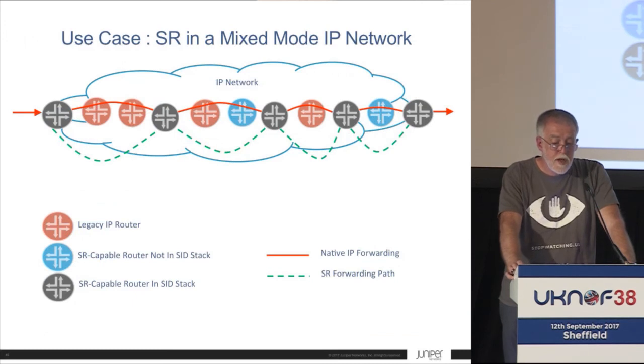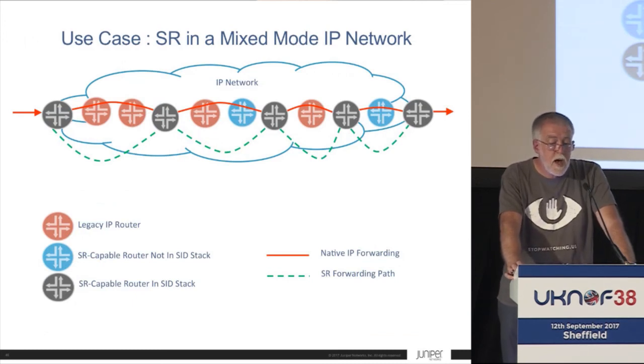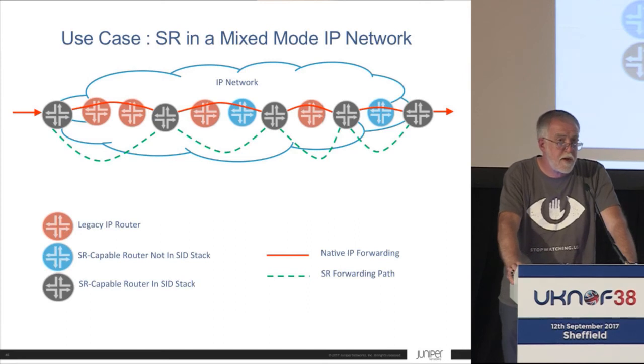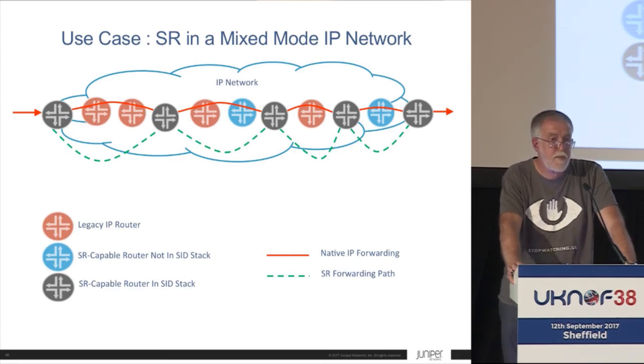The other approach is slightly more complicated, and this is the mixed mode. So you can have nodes that are legacy nodes and simply don't understand segment routing. And you can have nodes that do understand segment routing and they're on the path, but they don't actually have to do anything more than IP forward the packet. And then you have the segment routing nodes, which are the places to which you're steering the traffic. So the tunnels run between the dark blue nodes, and the other nodes are just doing IP forwarding.